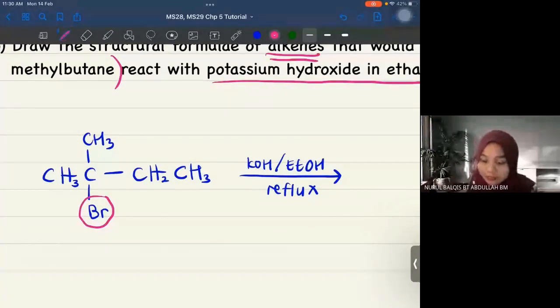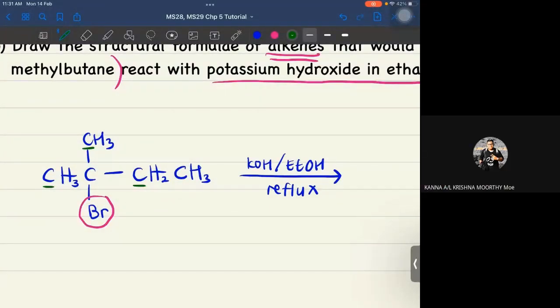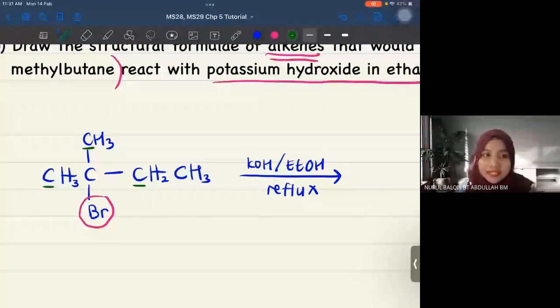So we have how many possibilities to form alkene? Kita tengok carbon adjacent to this carbon bearing the Br. Ada berapa carbon keliling dia? 3. 1, 2, 3. Yes, Miss. Kalau tengok adjacent carbon, we have 3 carbons. But then you have to look at their environment as well. Adakah semua akan dapat produk yang berlainan?